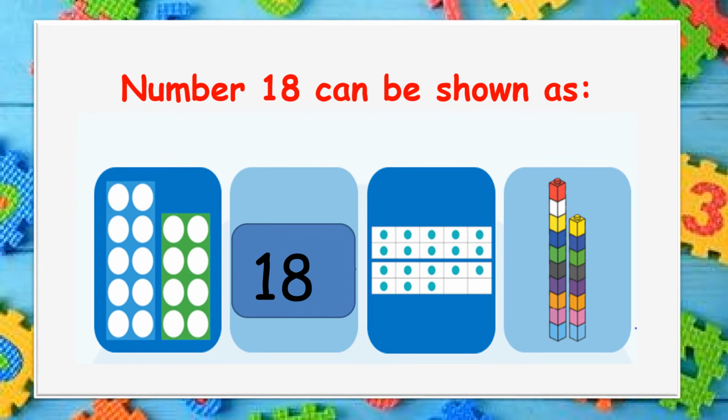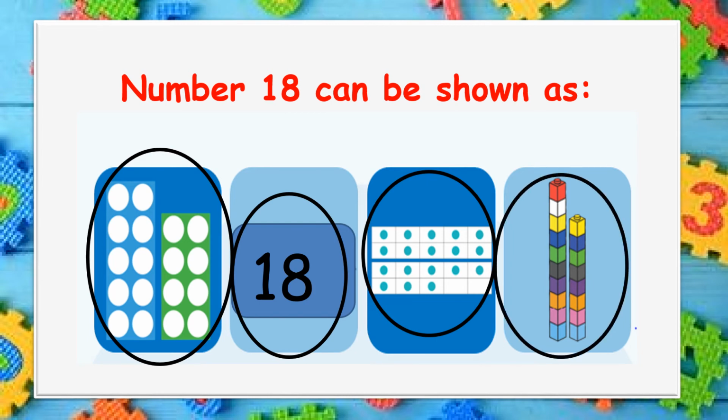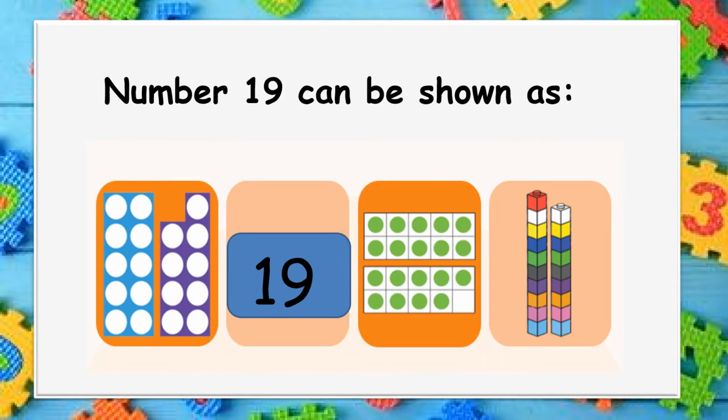Number 18 can be shown as 10 dots and 8 dots makes 18. 18 is written like this in numbers. We show 18 in 10 frame like this, 10 dots and 8 dots, 18. And with stack of blocks, number 18 shows like this, one stack with 10 blocks and another stack with 8 blocks.